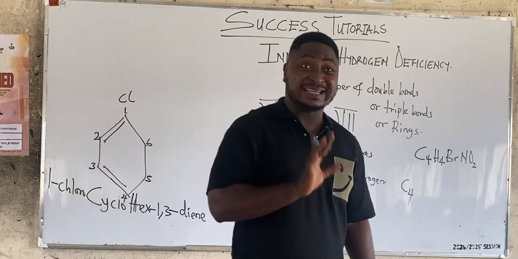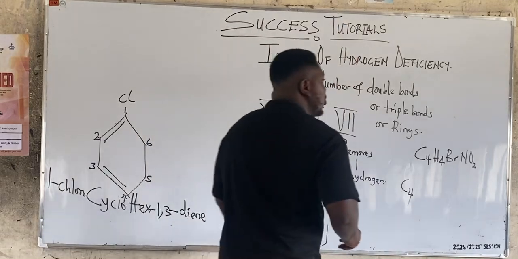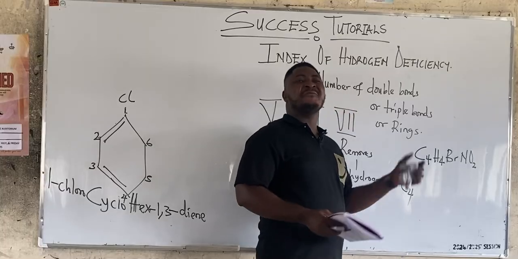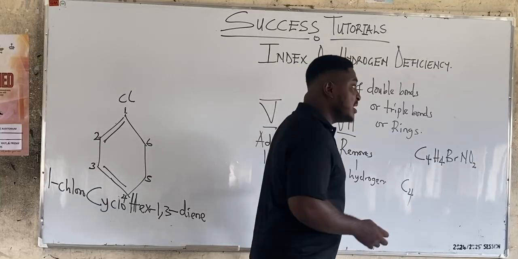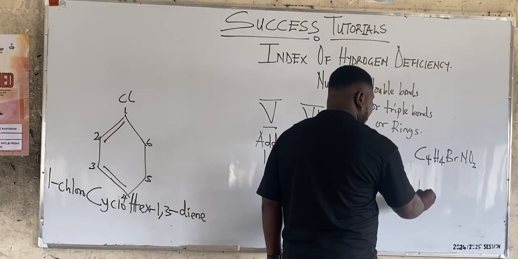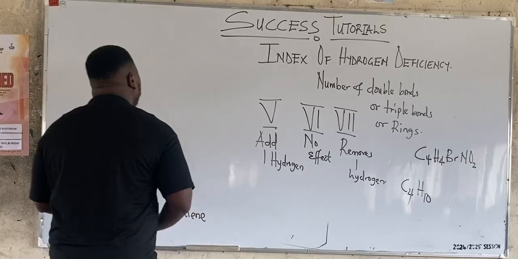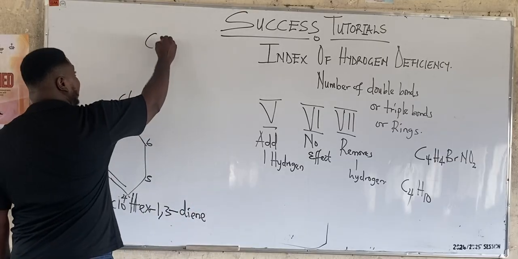Which family did I say they are saturated? Alkanes are saturated, right? So we're going to look for who has 4 carbons in the alkane family. It's butane. Now, how many hydrogens does butane have? 10. Go to the molecular formula. What's the general formula for alkane? Is it not CnH2n plus 2?